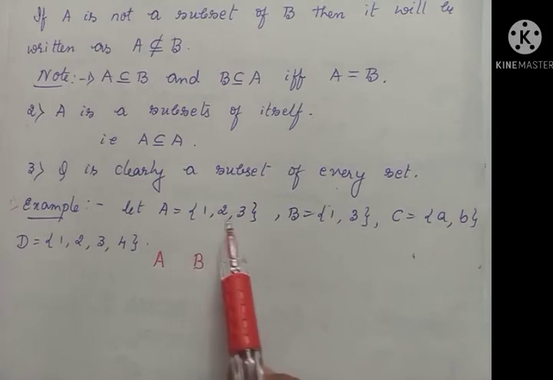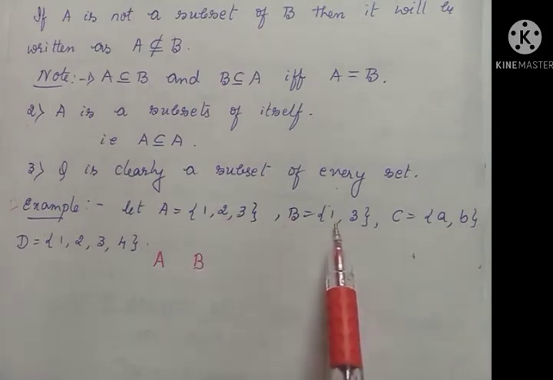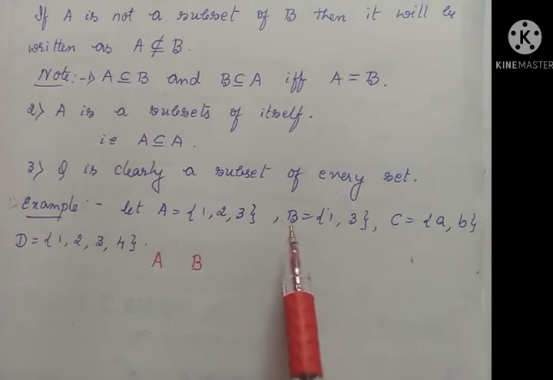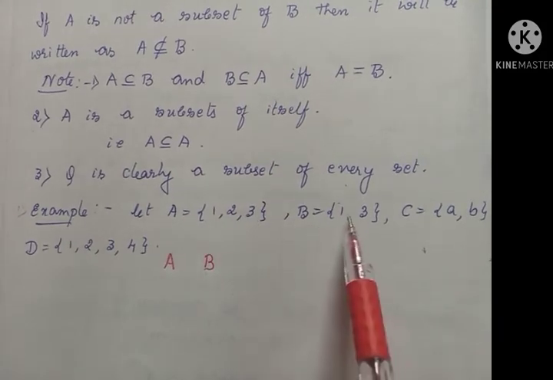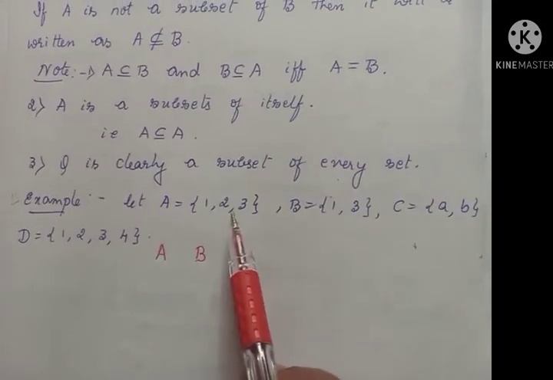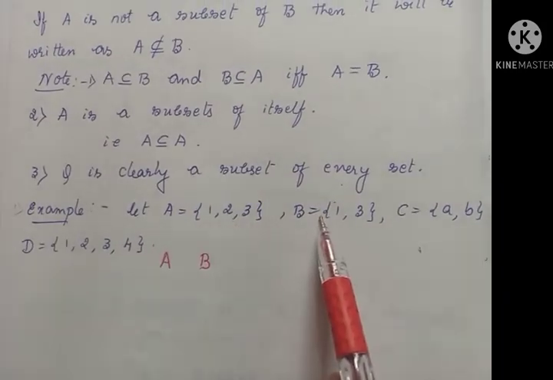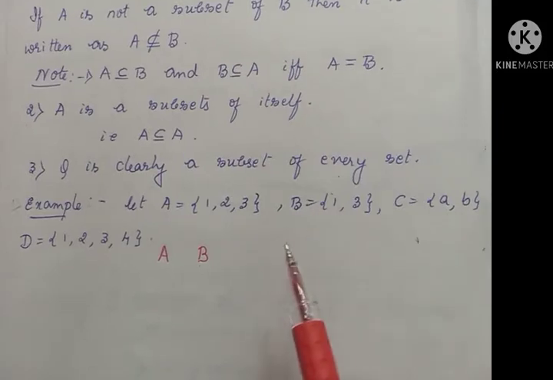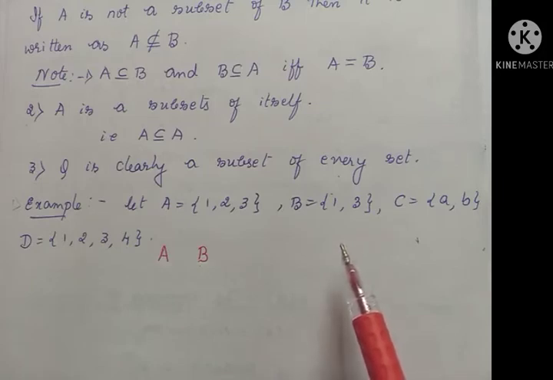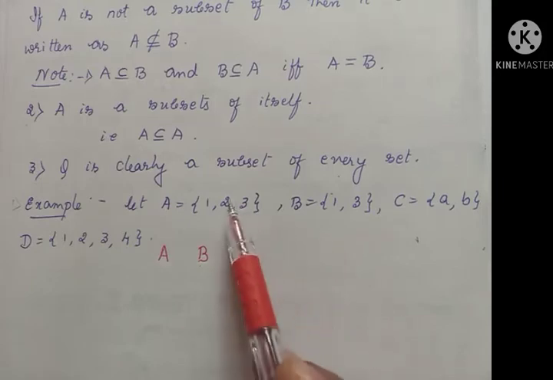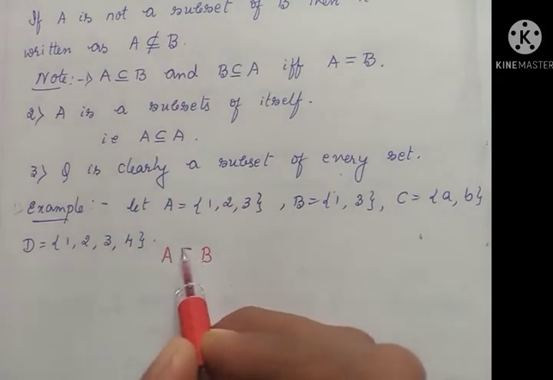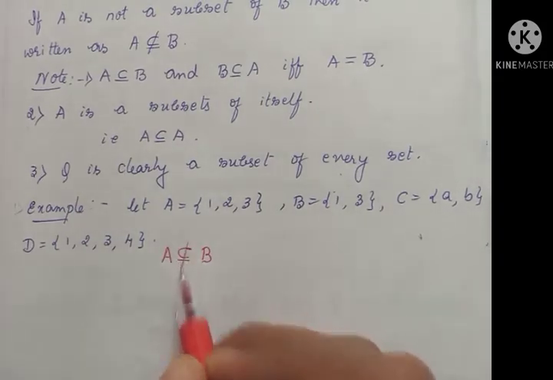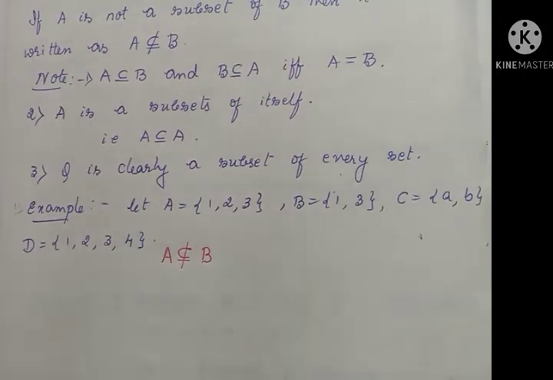If every element of A is an element of B, then we say that A is a subset of B. So 1, 2, 3 is there. Here only 1, 3. So the element 2 does not belong to B. So each and every element should be an element of the other set. Then only we say it is a subset. Here 2 is not in the set B. Therefore we clearly say that A is not a subset of B.